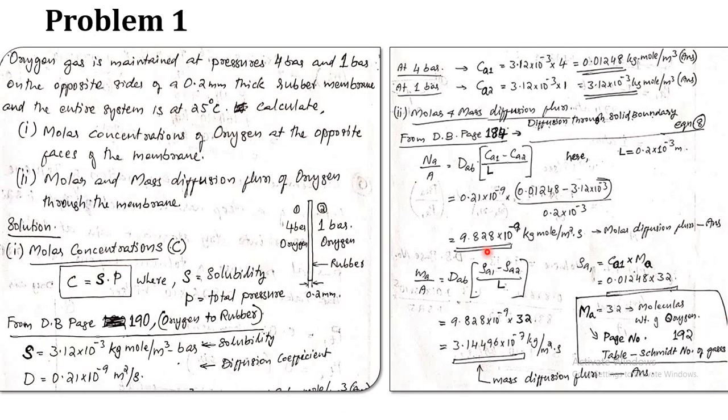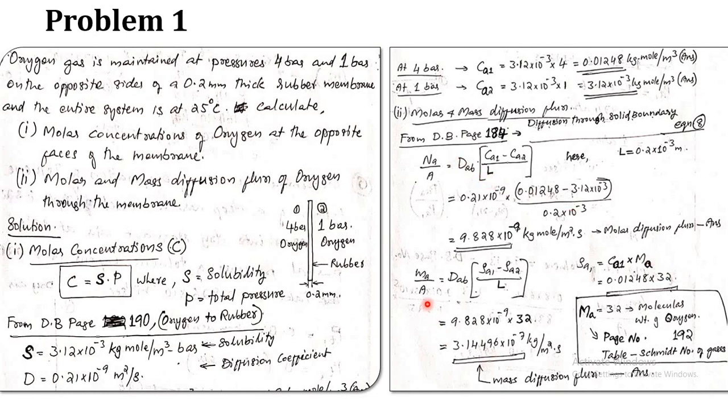So rho A1 is equal to CA1 times MA, that is the molecular weight. That's rho A1. And rho A2 is also CA2 multiplied with the molecular weight of oxygen. Remaining all the terms are the same.